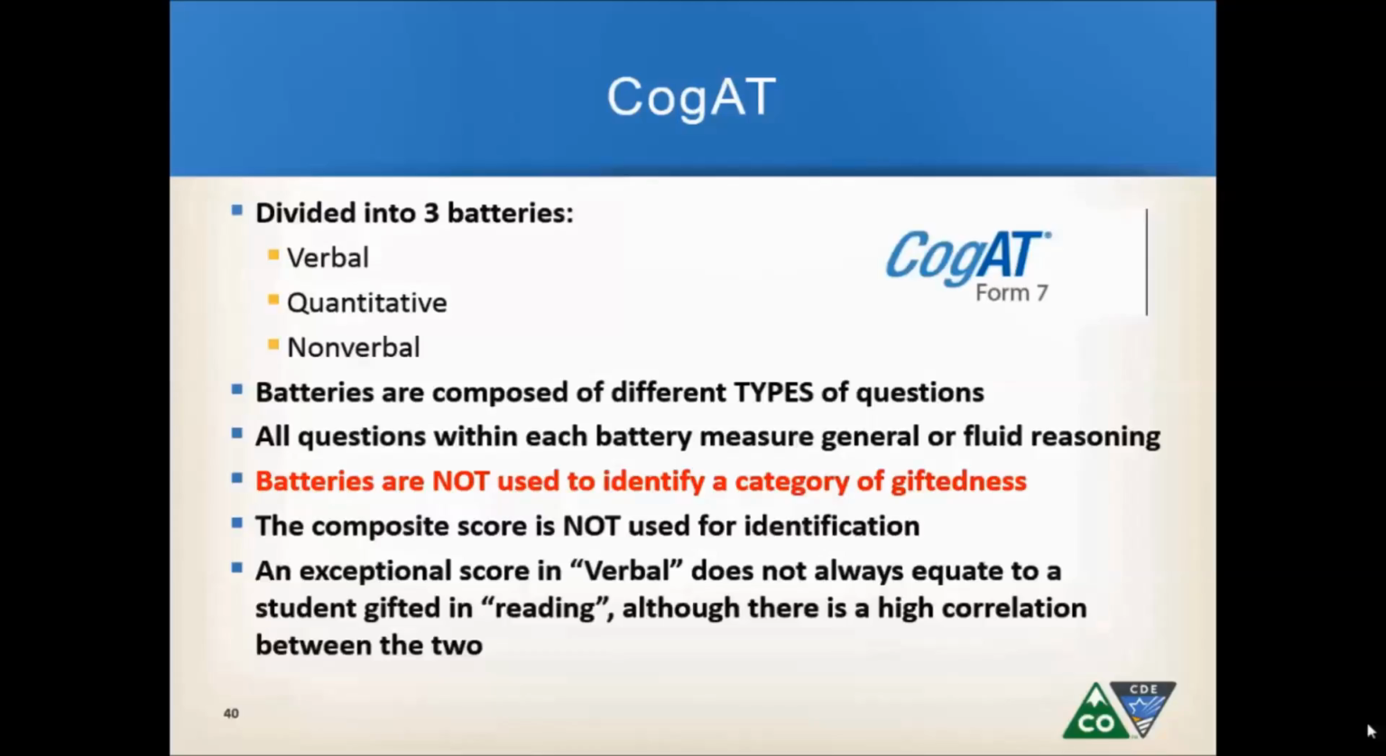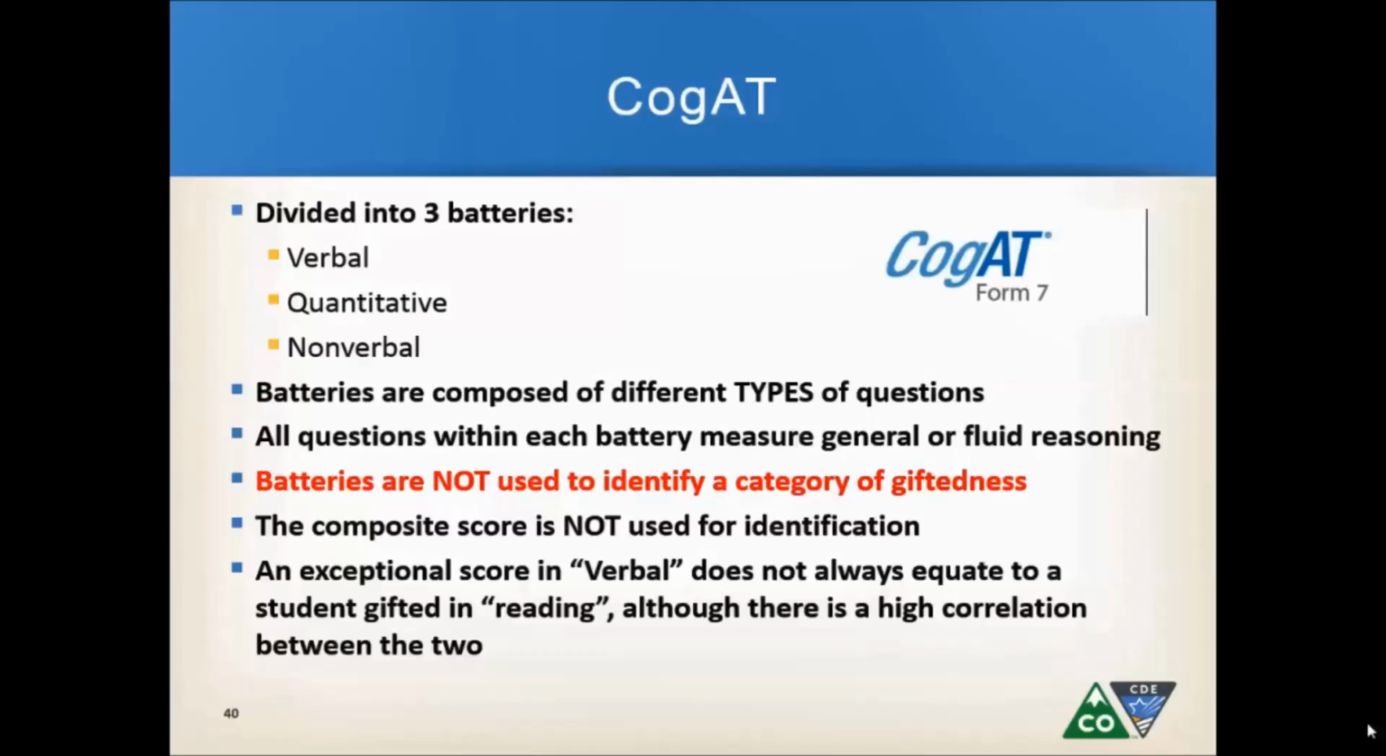Now, it is important to state that batteries are not used to identify a category of giftedness. So, for example, we don't identify students gifted in verbal or quantitative or even nonverbal. Also, Dr. Lohman, the creator of the COGAT, has stated that the composite score should not be used for identification purposes. So, for an example, an exceptional score in the verbal area does not always equate to a student who we're going to identify gifted in reading.